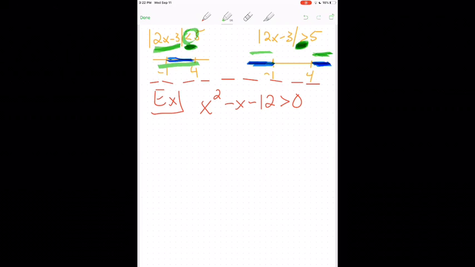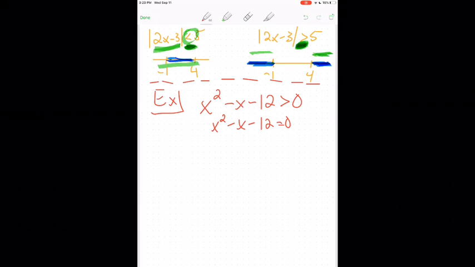Okay, so taking that, we're going to do the same exact thing with our quadratics. Whenever you're solving a quadratic inequality, the first thing we're going to do is just solve for when it equals 0. So x squared minus x minus 12 equals 0.